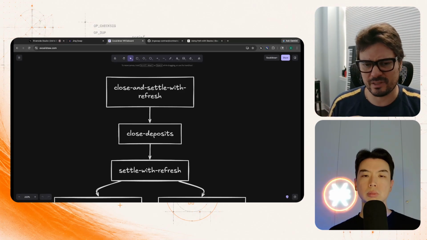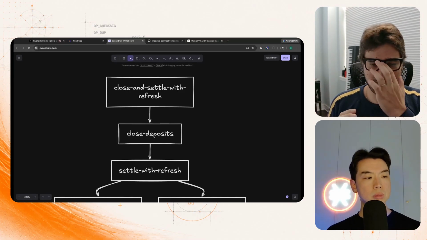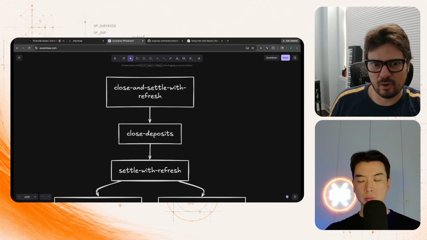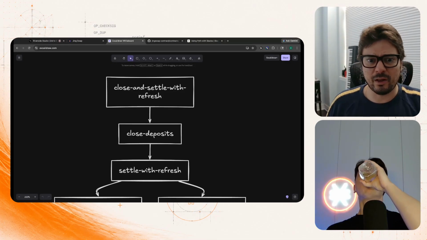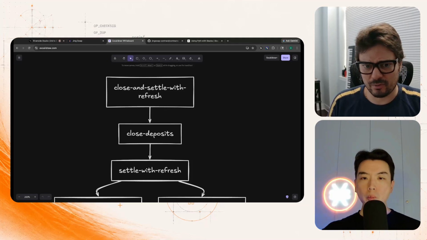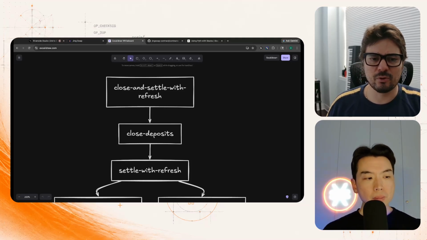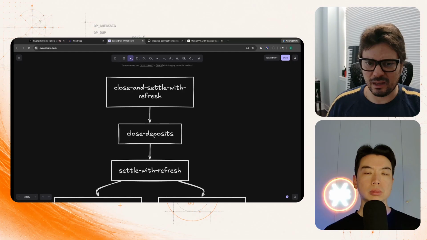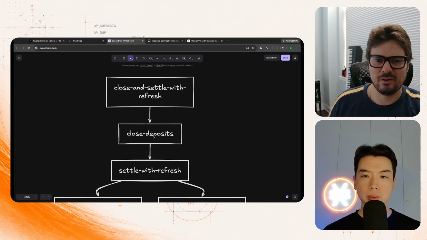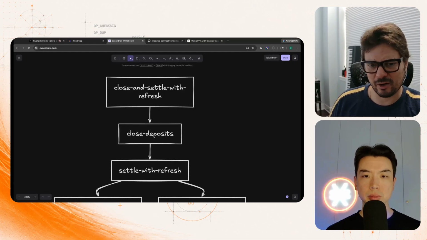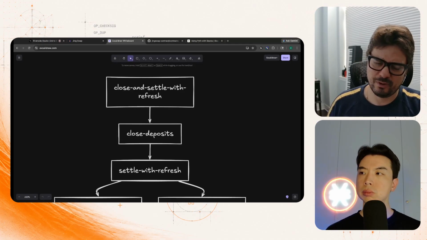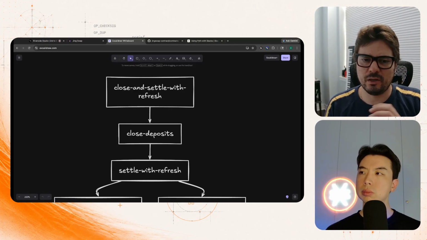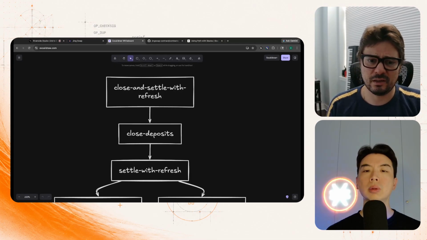Again, I think this is prioritizing the whales, and this is protecting the smaller depositors, right? Because you can deposit your amount and then at the last minute, a huge whale comes in and deposits a huge amount. And now you're less than 0.00-something percent. And then in the calculation, the mathematics, because of the rounding error in Clarity, you're not going to get the exact Oracle price. And we don't want that for you, right? So that's one of the reasons why we close deposits. So we do this operation. And then finally, settle with refresh.